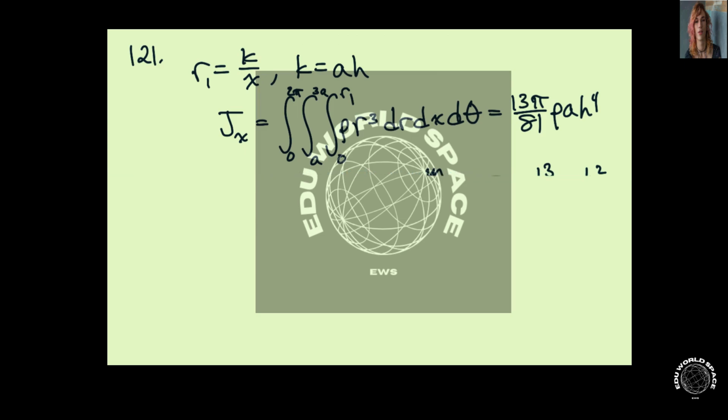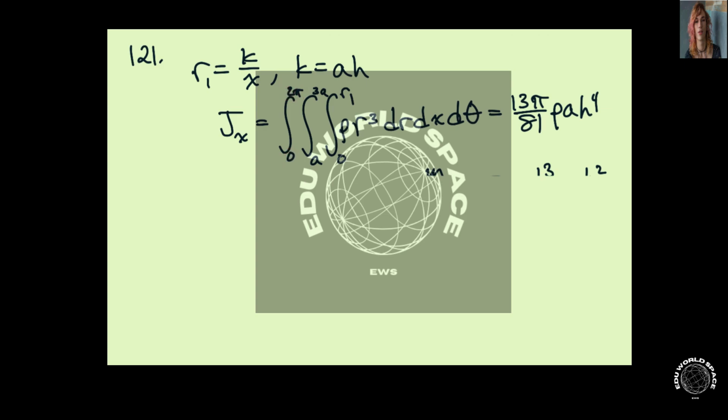Again, we need to integrate rho r squared over the volume. And the volume is r dr dx d theta, so we wind up with r cubed here. R changes as a function of x, so we have this here. X goes from a to 3a in the figure, and then theta goes from 0 to 2 pi.